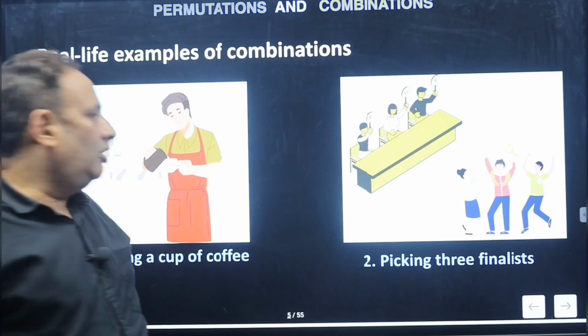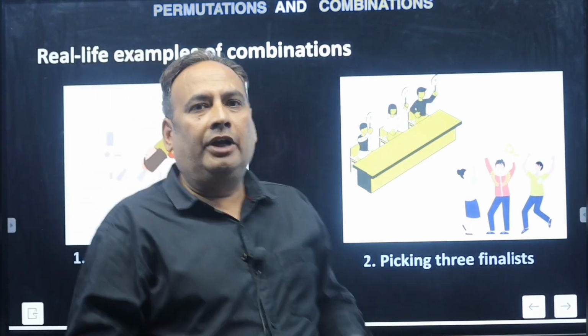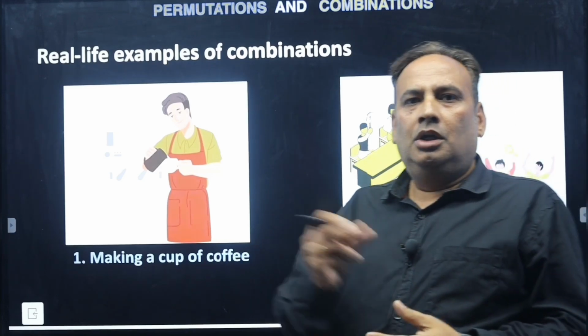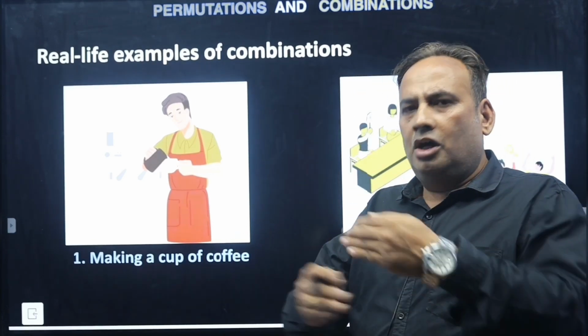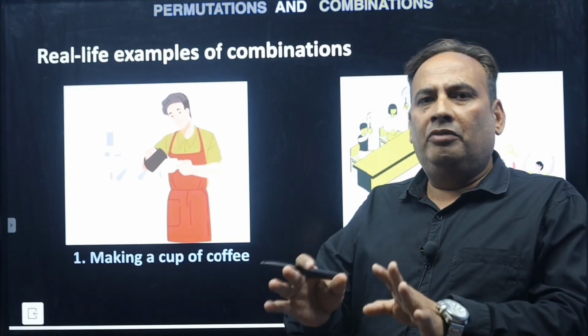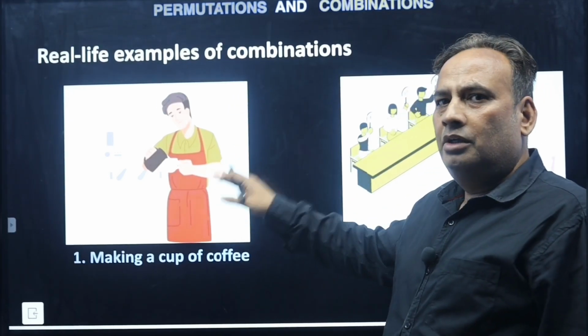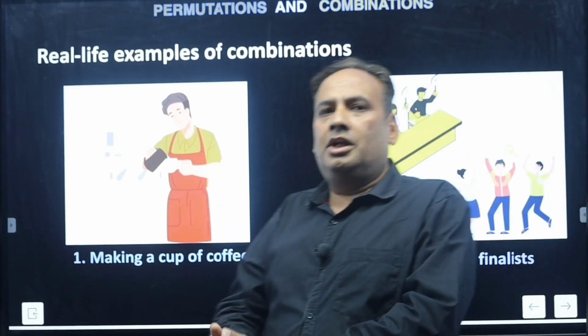Here we can see some real life examples of combinations. Suppose a person, or you yourself, are making a cup of coffee. In the coffee, what ingredients are required: water, sugar and coffee. If we take the order differently, it doesn't matter, the coffee will be the same, undoubtedly. So that is the concept of combination. In permutation, we have to consider order.